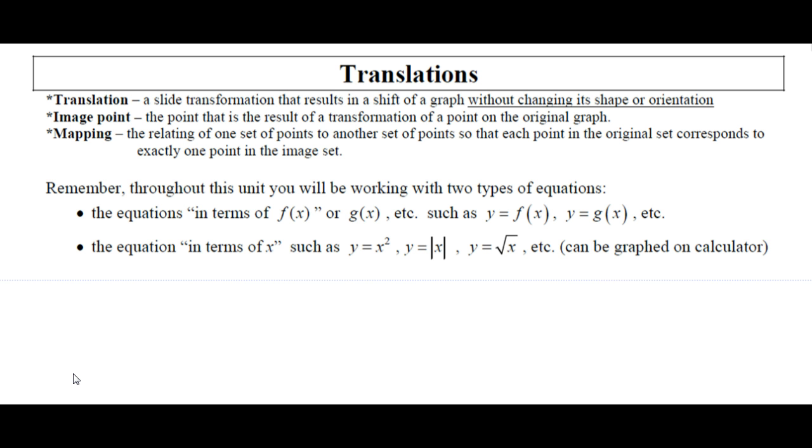Image point, the point that is the result of a transformation of a point on the original graph. So we're saying, where did the point on the original graph end up? That's the image point. Mapping, the relating of one set of points to another set of points, so that each point in the original set corresponds to exactly one point in the image set.